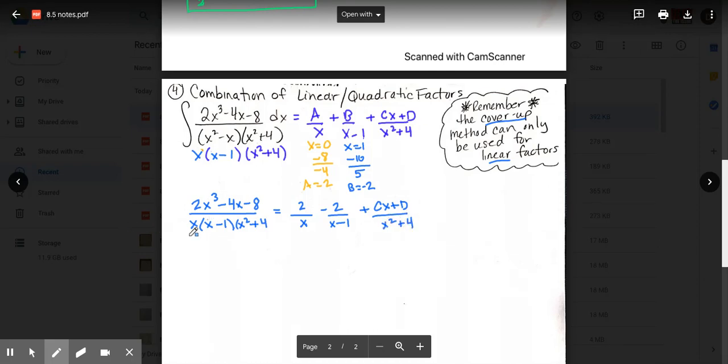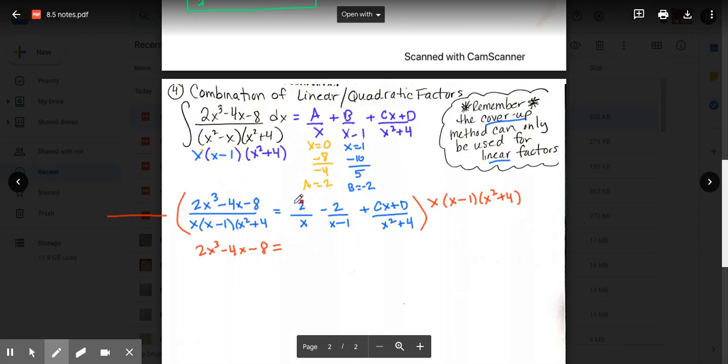Okay, so what we do now is we multiply through by the common denominator on both sides. The common denominator is x times x minus 1 times x squared plus 4. I'm not going to write that on the left because when I write it there, it cancels with the denominator. So all you're left with is 2x cubed minus 4x minus 8 in the numerator.